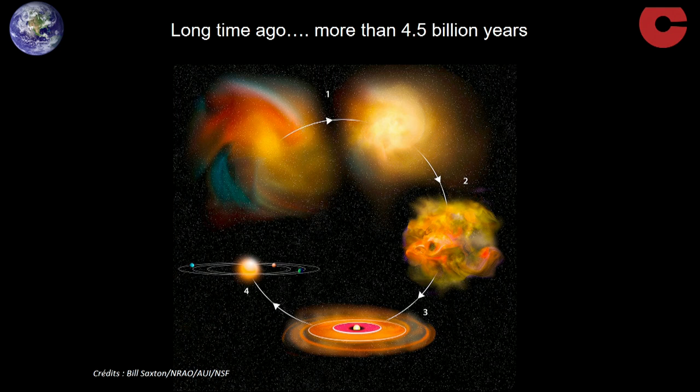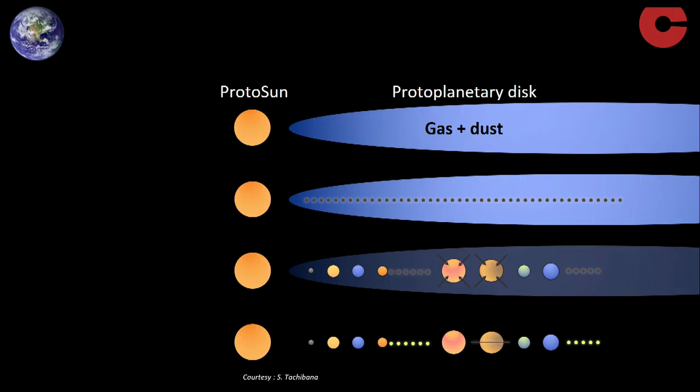So it started, as you know, when a fraction of a molecular cloud collapsed and gave rise to a central star surrounded by a disk of gas and dust. Schematically, it would be like this. You have the protostar, the protosun, making nuclear reactions, surrounded by a disk of gas and dust.